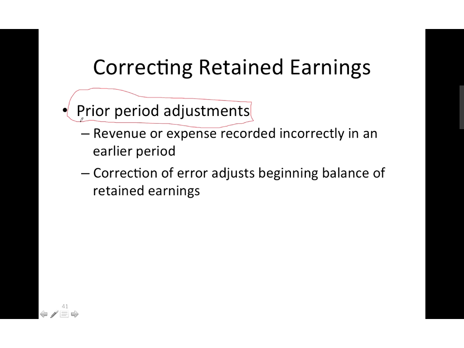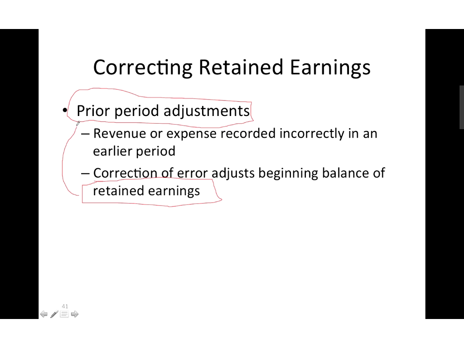Okay, a prior period adjustment. This means we found an error in revenue or expense from last year or the year before, some earlier year. So if we found a huge error in sales revenue from last year, we don't want to write that to sales this year because then it distorts this year. So it's a prior period adjustment, and we're going to correct it, and whenever we correct a prior period adjustment, this revenue or expense, it's going to go into retained earnings.